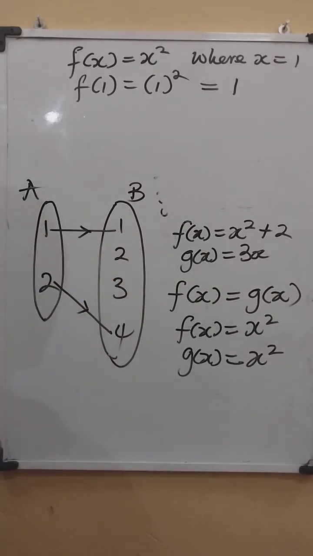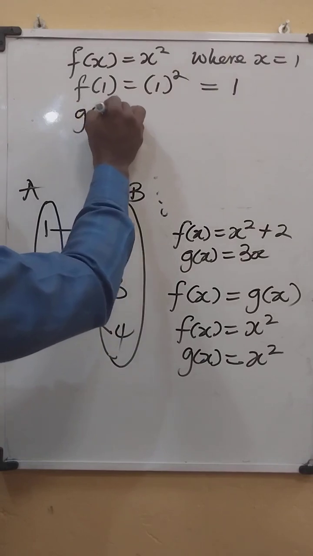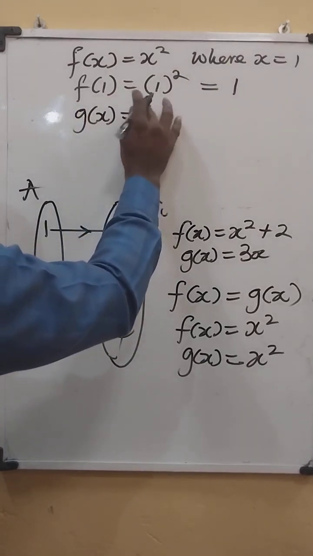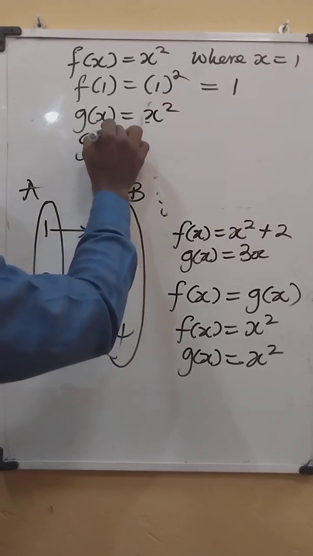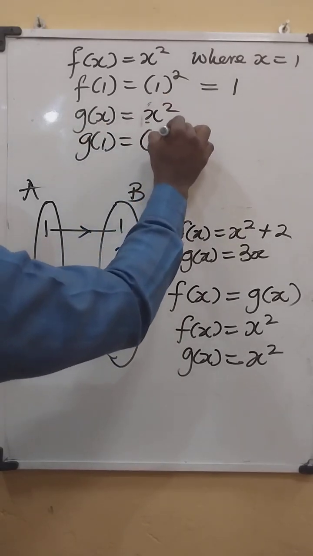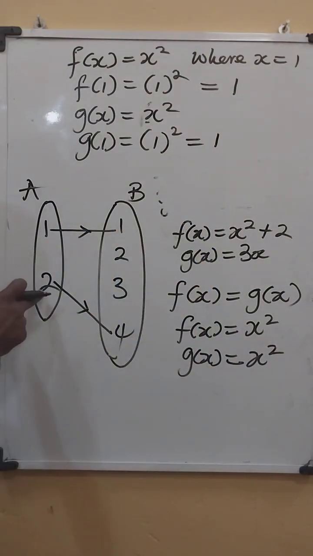This is mapping this. So let us substitute it for g(x). For g as a function of x, we are going to have g(1) is equal to what? 1 squared, which is also equal to what? To 1. Same thing. So for 2, we do the same thing.